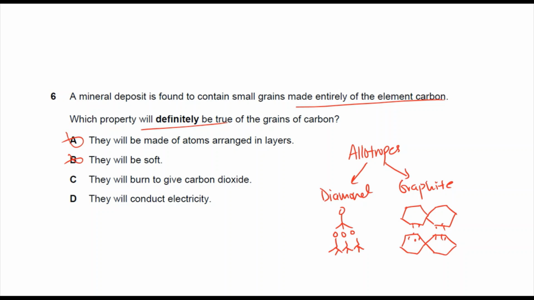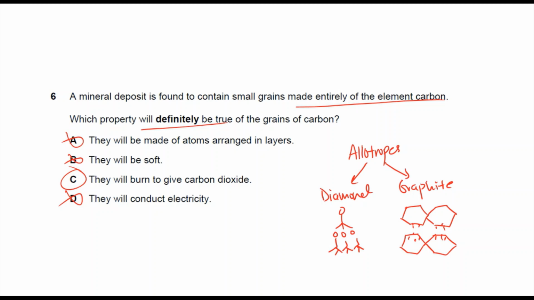They will conduct electricity. Well, does diamond conduct electricity? The answer is no, because diamond does not have delocalized or mobile electrons, whereas graphite does, so it does conduct electricity, but in a unidirectional manner. That's another story altogether. So the answer is C.